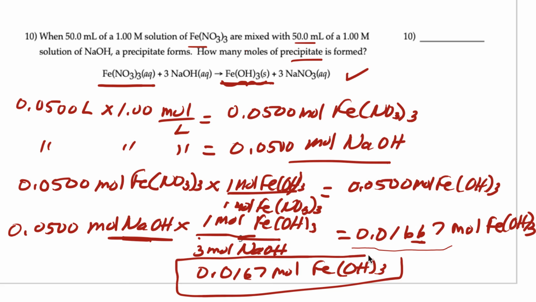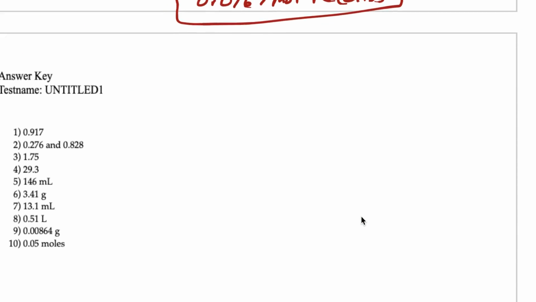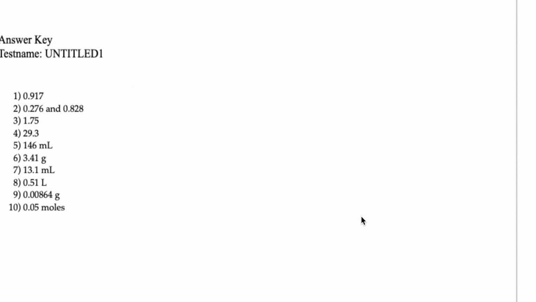I noticed in the answer key it says 0.05 moles, and that is not correct. It is 0.0167 moles. I don't know why it's incorrect in the answer key, but it is. So this one here should be 0.0167 moles.